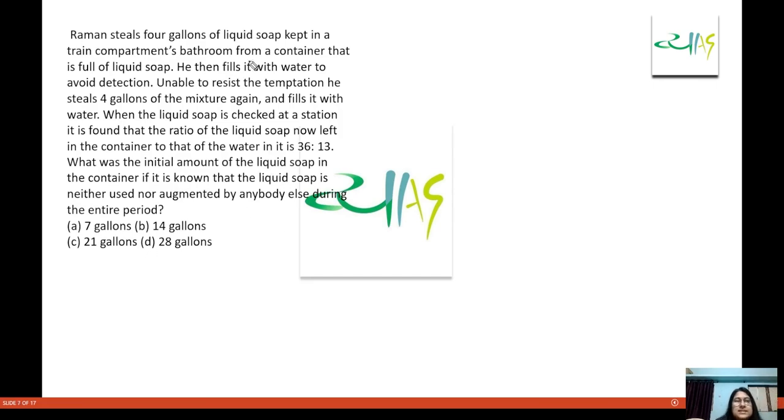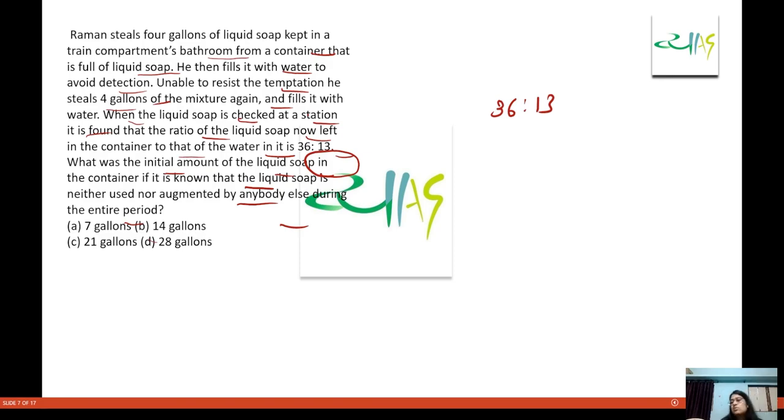Now look at this. Raman steals 4 gallons of liquid soap kept in a train compartment's bathroom from a container that is full of liquid soap. He then fills it with water to avoid detection. Unable to resist the temptation, he steals 4 gallons of the mixture again and fills it with water. Okay. When the liquid soap is checked at the station, it is found that the ratio of the liquid soap now left in the container to that of water is 36 is to 13. What was the initial amount of the liquid soap in the container, if it is known that liquid soap is neither used nor augmented by anybody else during the entire period?